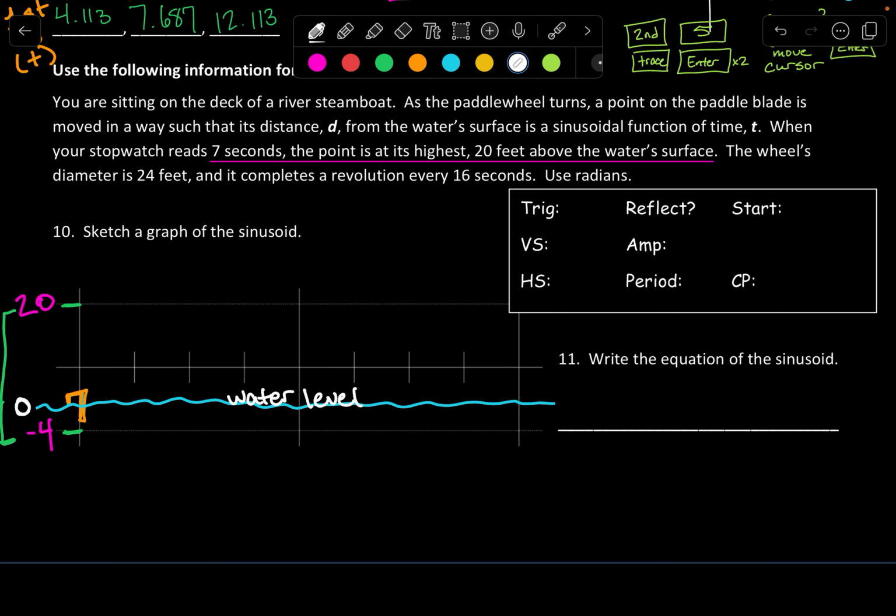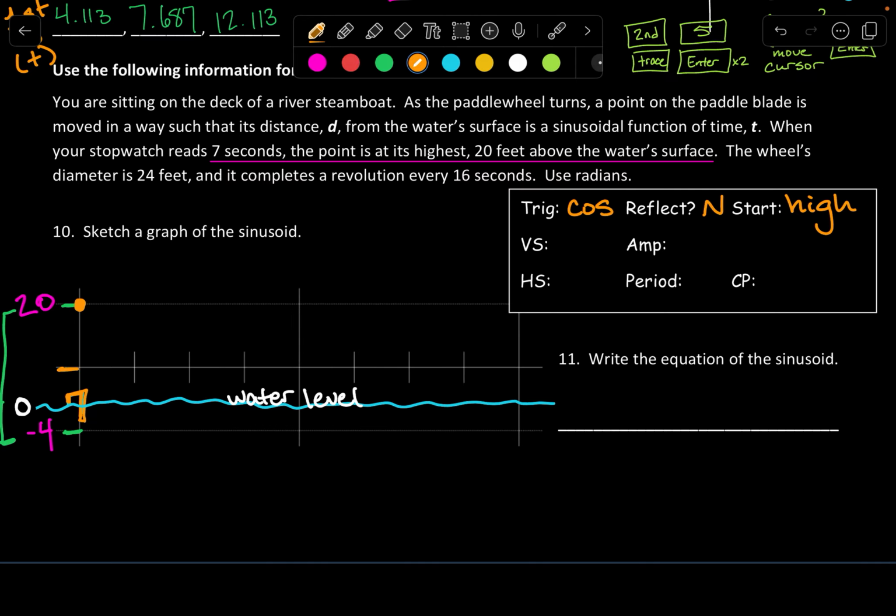All right, so that maximum at 20 is where we start. That's going to be up here, which indicates that I start high, which also tells me this is a cosine function that has not been reflected.